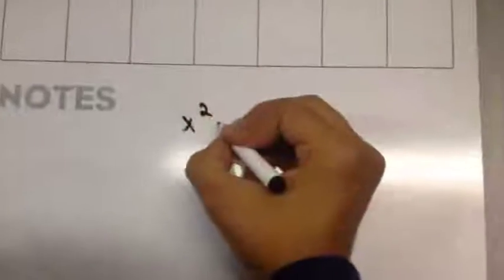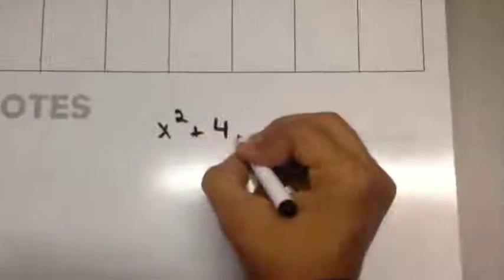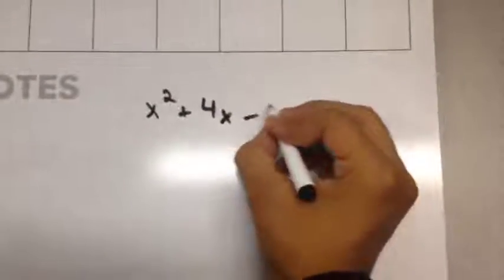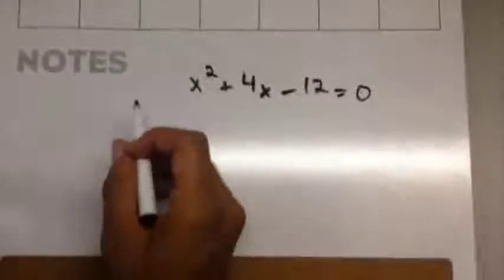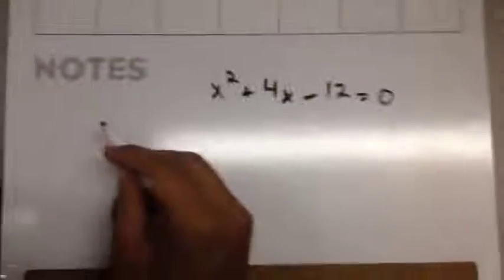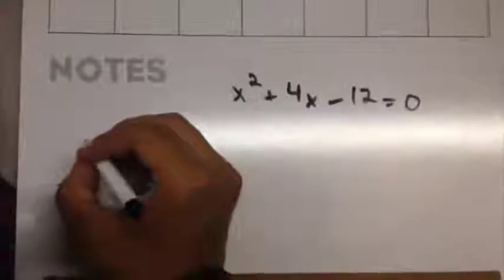So we're going to start off by writing x squared plus 4x minus 12 equals 0. And just because we don't want to get an imaginary number, but we'll get into that later.